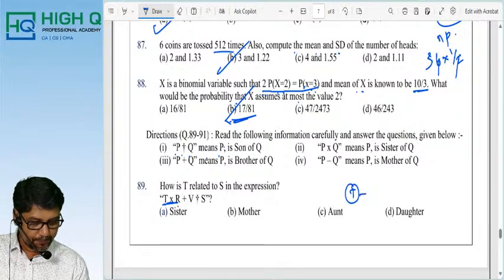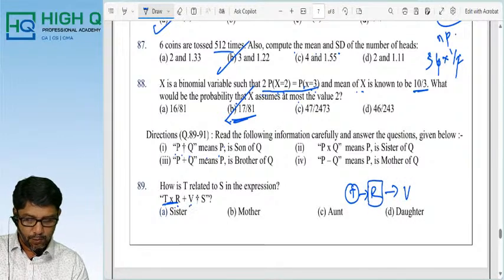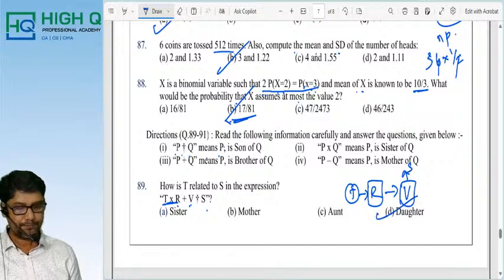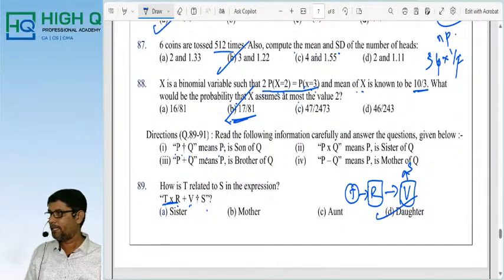T is sister of R. R plus V: R is brother of V. V symbol S. What is it? V is son of S. Now, how is T related to S? Of course, T related to S as what? Daughter. Correct na? T related to S as daughter.